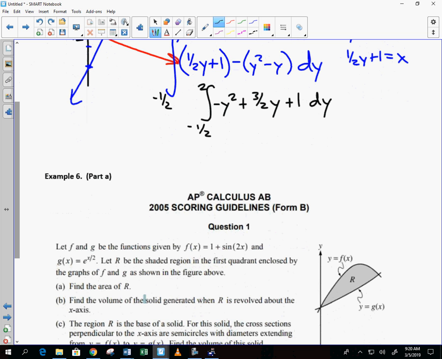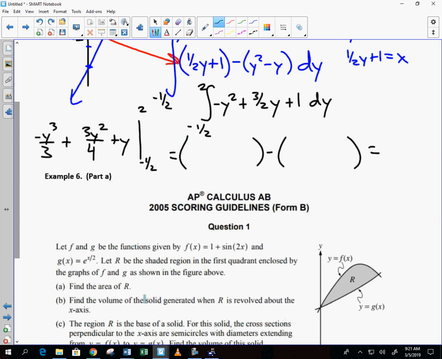Antiderivative of negative y squared. Cool. Plus antiderivative of 3/2 y. Very good. Plus y. Bounded negative 1/2 to 2. Looks like 4 is going to be my common denominator here. Need to get myself set up because I know this is going to be an issue.